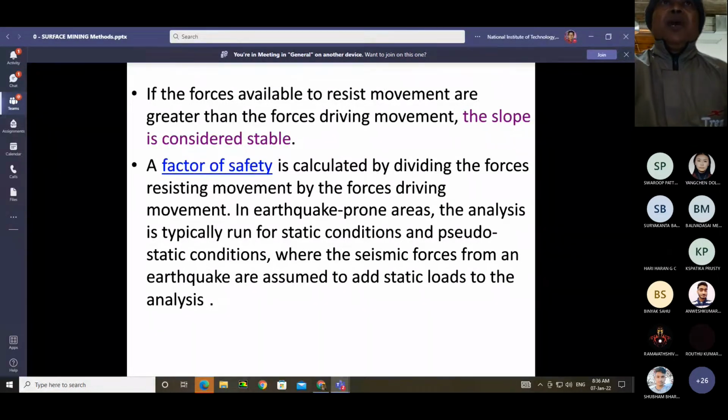So a factor of safety is calculated by dividing the forces resisting the movement by the forces driving the movement. In earthquake-prone areas, the analysis is typically run for static conditions and pseudostatic conditions, where the seismic forces from an earthquake are assumed to add static loads to the analysis.